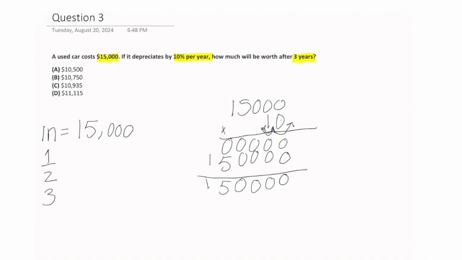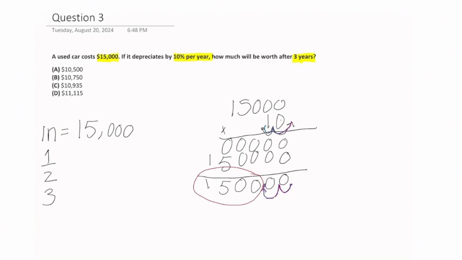Once we find the answer to this, now we moved our decimal point over to the right twice. So now we need to move the decimal point back over to the left twice. So once we move the decimal point back over, that means our answer will be 1,500 total. So that is 10% of 15,000.